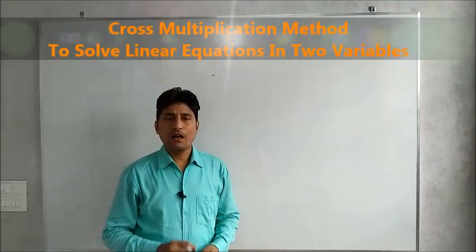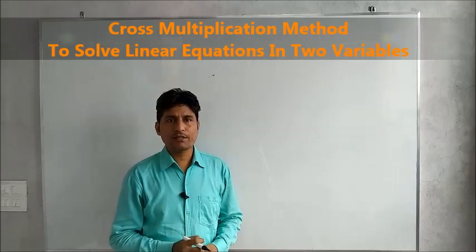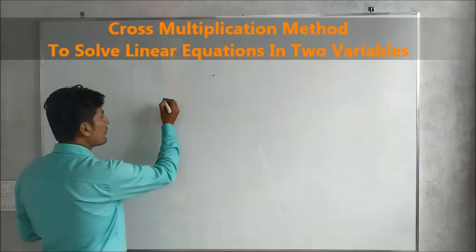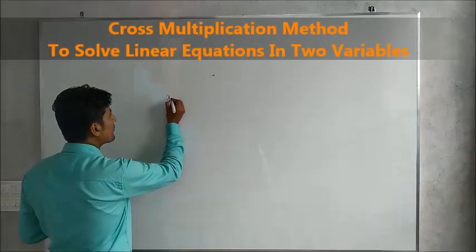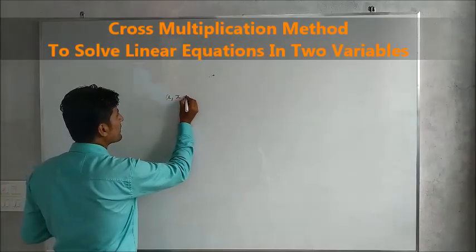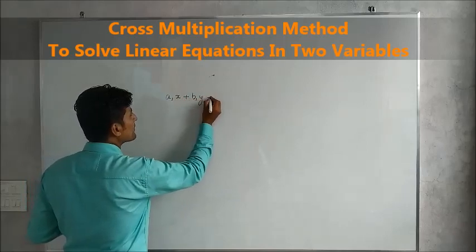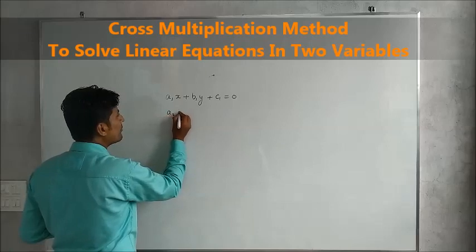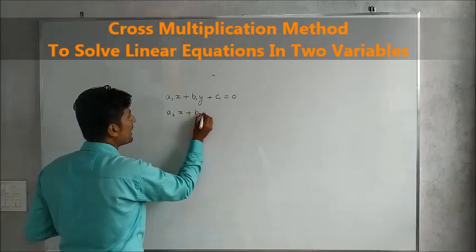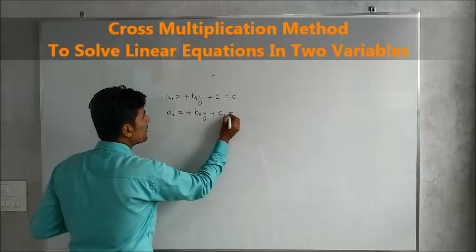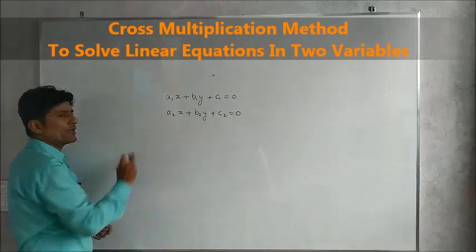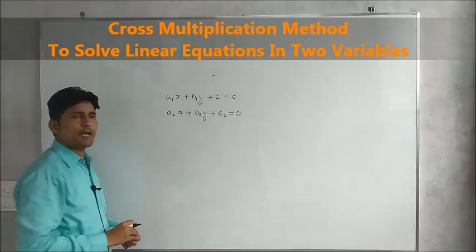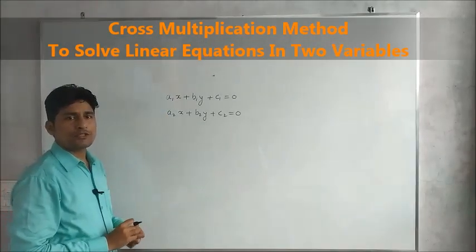Today we will learn how to solve the pair of linear equations by using the cross multiplication method. For that, first of all, let us consider two linear equations, a1x plus b1y plus c1 equals 0, while the second equation is a2x plus b2y plus c2 equals 0. Suppose these two are the pair of linear equations and we are going to solve them by using the cross multiplication method.